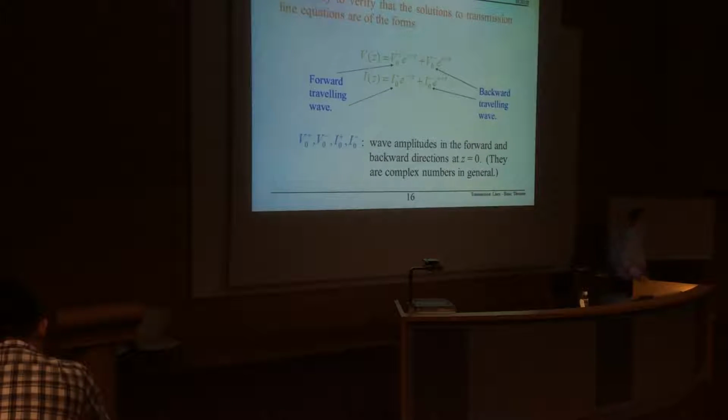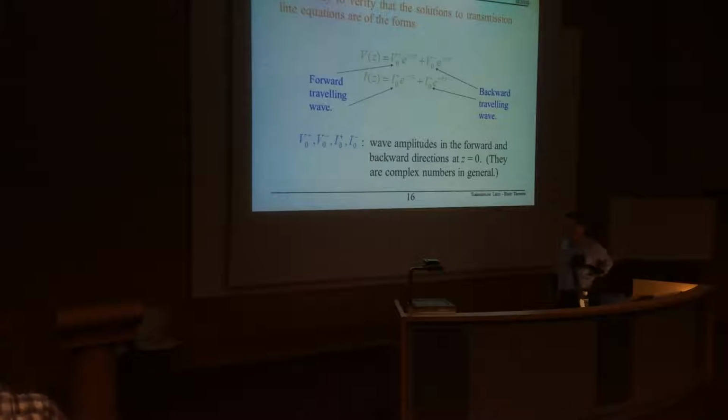The solution voltage is similar to the electric field. Current is similar to the magnetic field. So for the solution, actually, it's a combination of incident wave and reflected wave. Right? This is incident. The second item is reflected. Right? Okay.